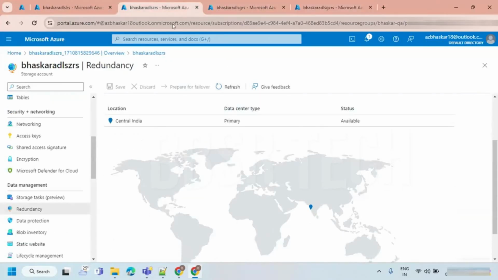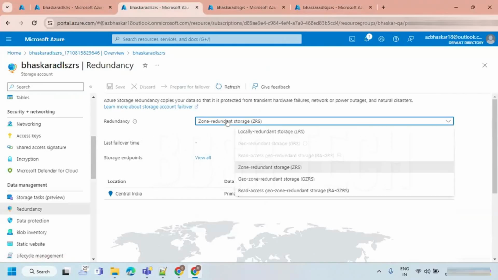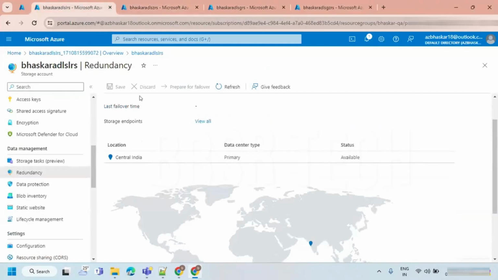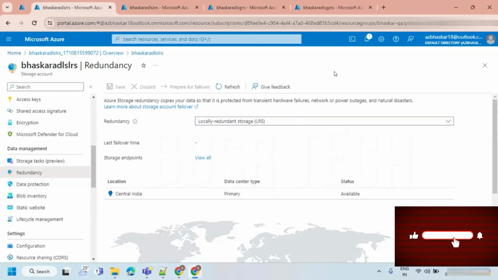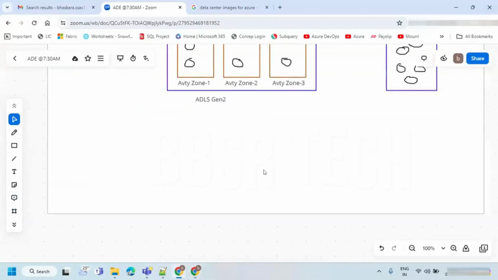If you want to change the redundancy mode, you can change it at any point of time, depending on the requirement. Maybe today you're having LRS, but you want to move to GRS. You can move to GRS also. If your requirement demands, you can go for that. Now I'm having LRS here. If you have LRS, you can move to geo redundant storage or zone redundant storage. Whatever the target redundancy you need, you can take it.